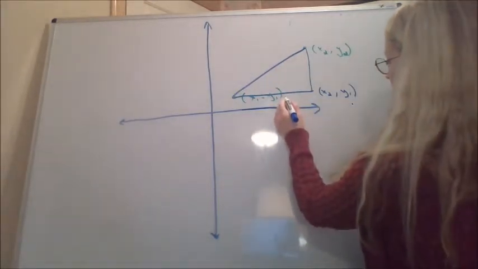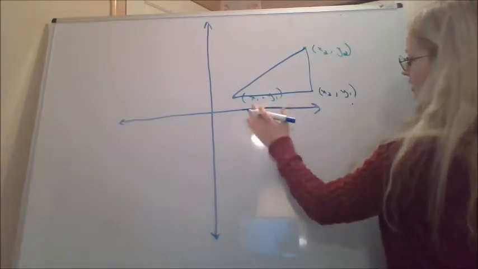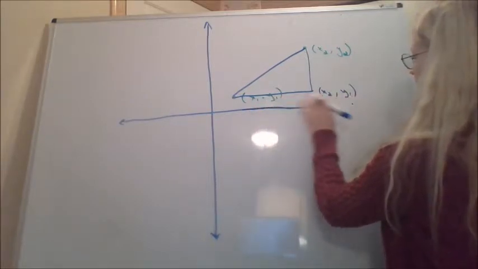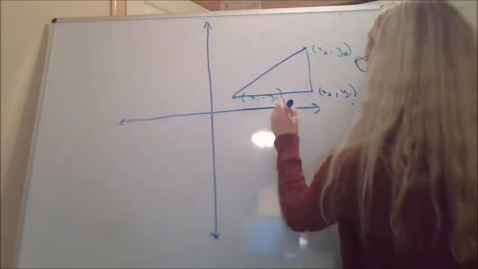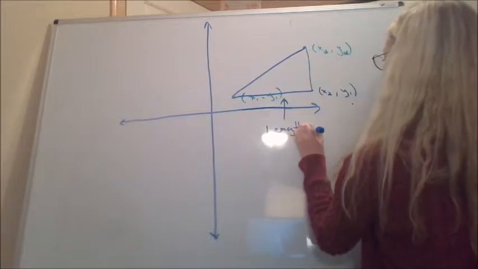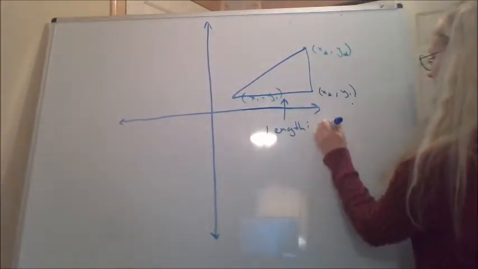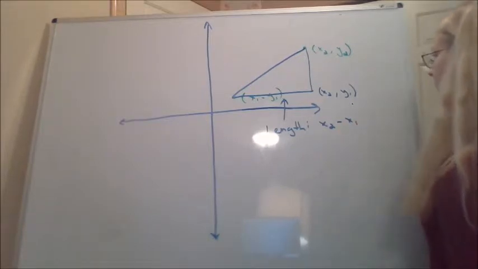So starting off with this leg, it is going to change only in the x direction. The y value will stay constant. So we know that the length of this side will be x2 minus x1.